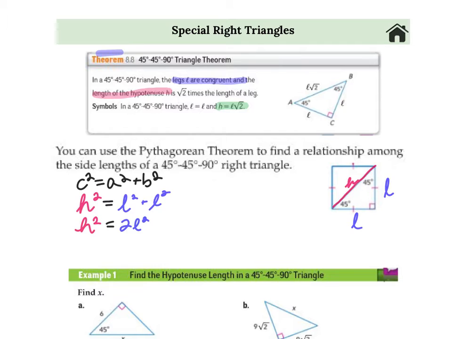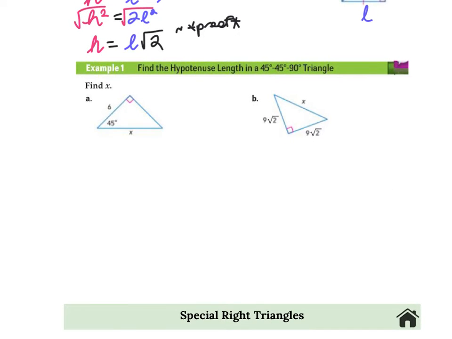And then we want to find the length of our hypotenuse, so we take the square root. The square root of h squared is h. That's going to be equal to the square root of 2L squared, which is L times square root of 2. So this is the proof of how we get this formula. Let's look at it in an example when we have numbers.